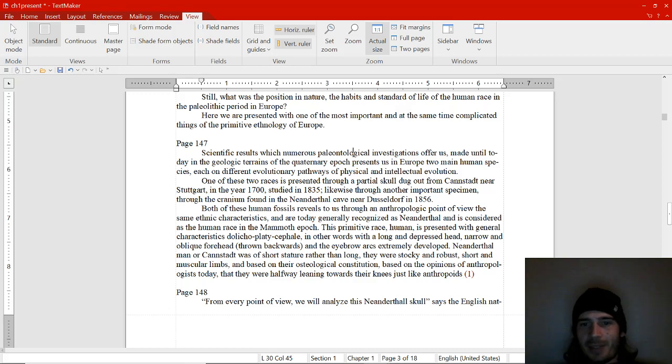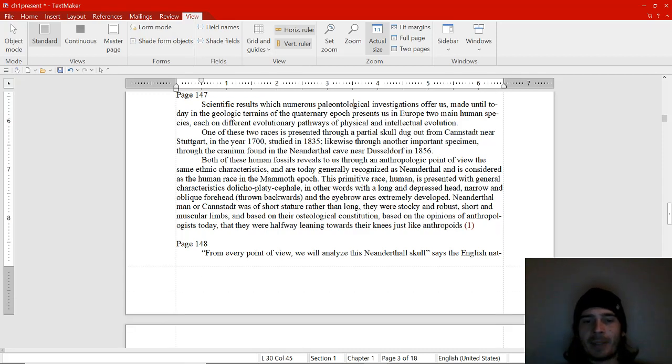This primitive human race is presented with general characteristics of dolichoplatycephaly, in other words, with a long and depressed head, narrow and oblique forehead or thrown backwards, and the eyebrow arcs extremely developed. Neanderthal man or Kronstadt was of short stature rather than long. They were stocky and robust, with short and muscular limbs, and based on their osteological constitution, according to the opinions of anthropologists today, they were halfway leaning towards their knees, just like anthropoids.